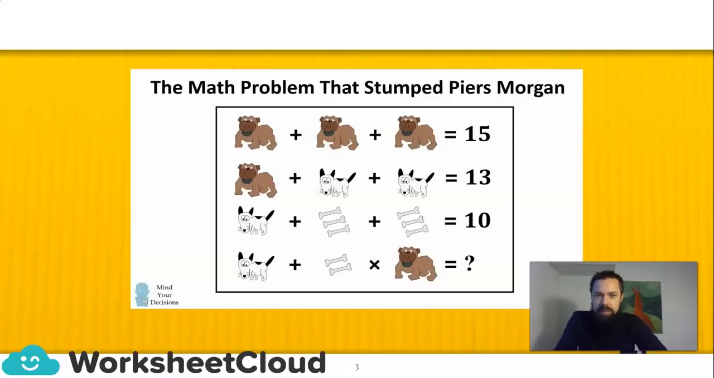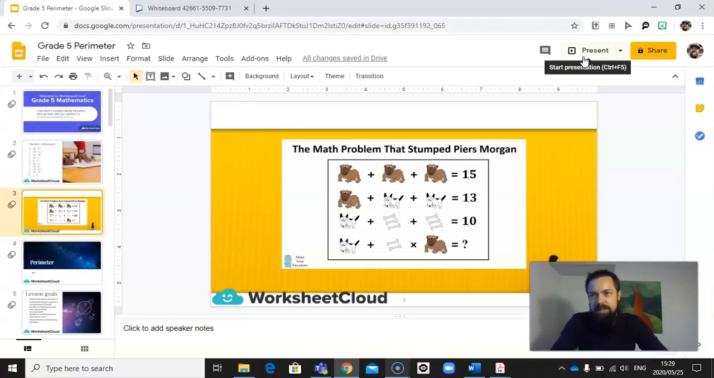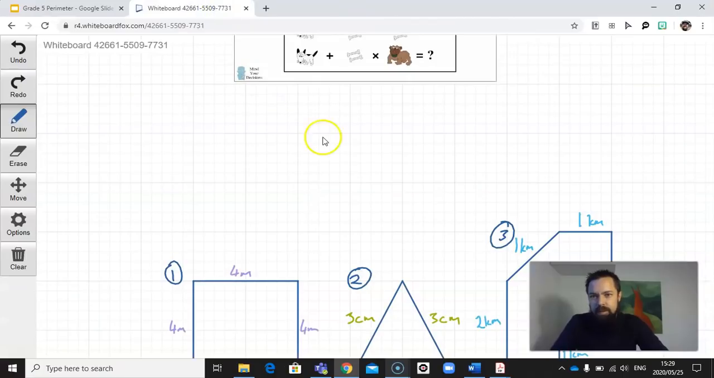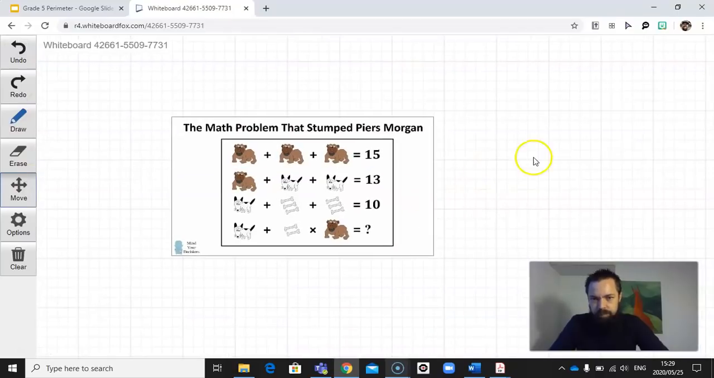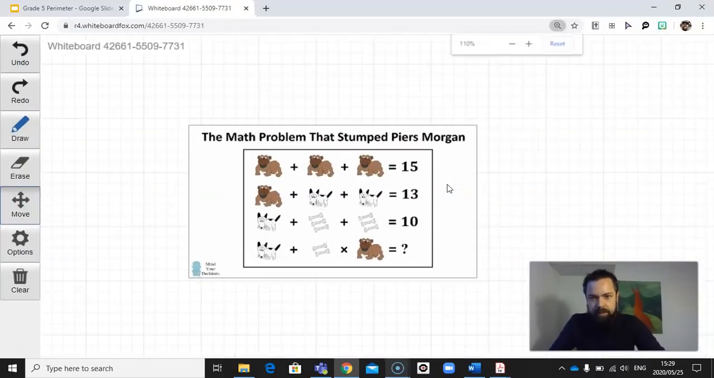And as has also become our maths thing, I don't really care that this stumped Piers Morgan, but this is just one of those picture problems that gets our brain into gear. So let's have a look at it, see if you can figure it out. I'm going to switch across to the whiteboard and then we can work it out together, but I'll give you a few seconds head start. Oops, that's not what I want to do. There we go.